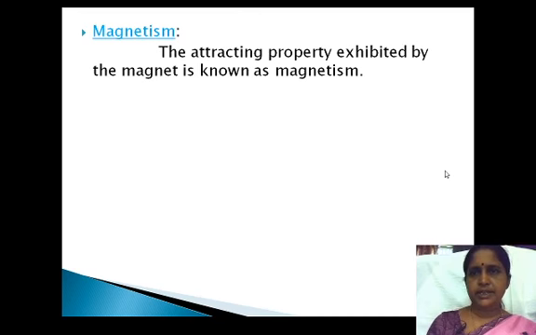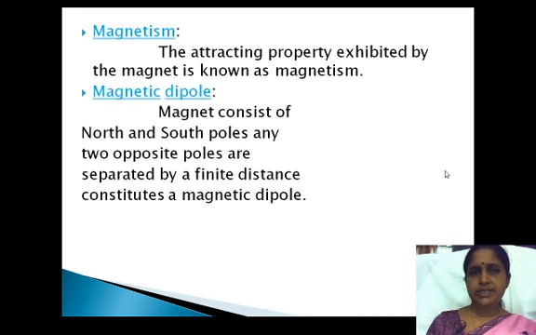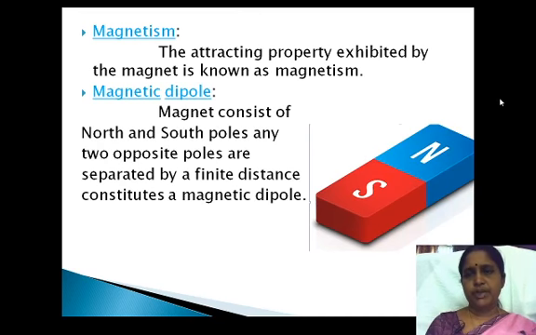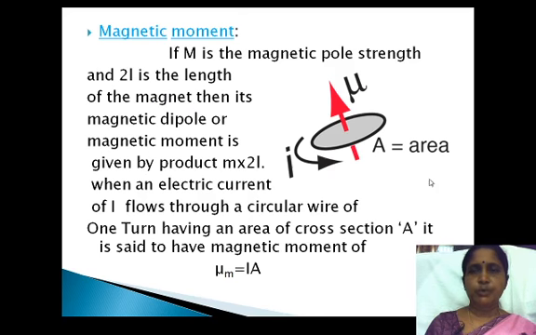Magnetism: the attracting property exhibited by the magnet is known as magnetism. Dipole: a magnet has two poles, north pole and south pole. These two poles are separated by a finite distance. Magnetic moment: the product of magnetic pole strength and the distance between the two poles, M into 2L, is called the magnetic moment.